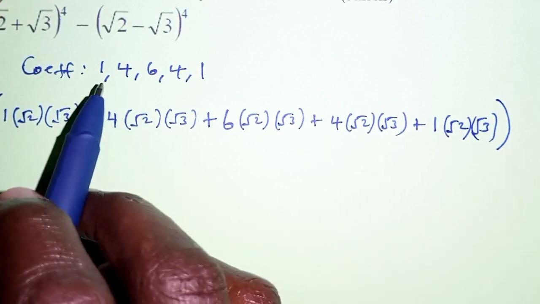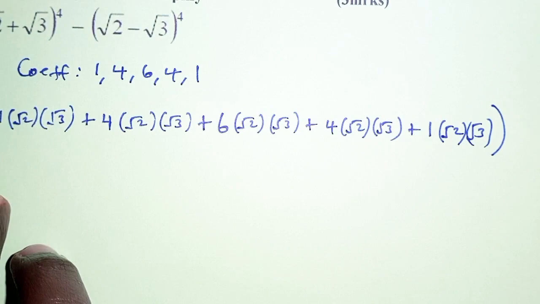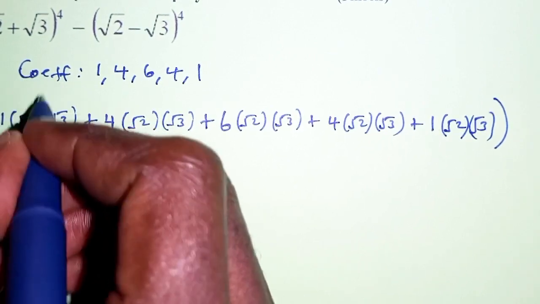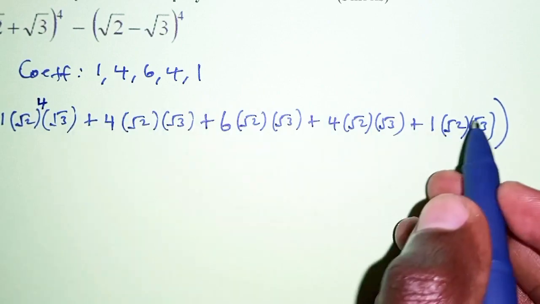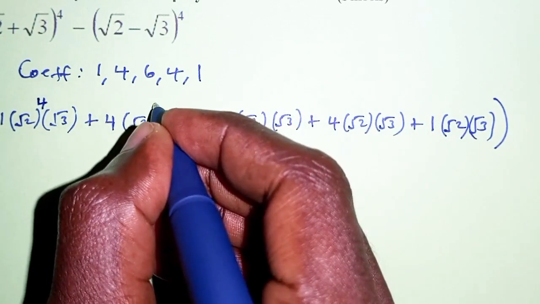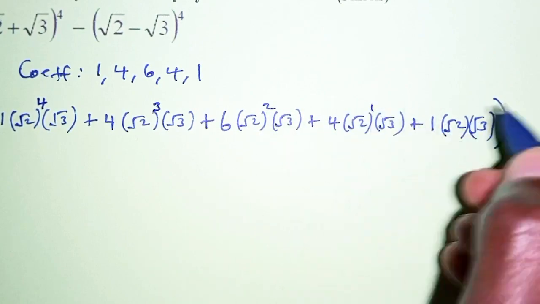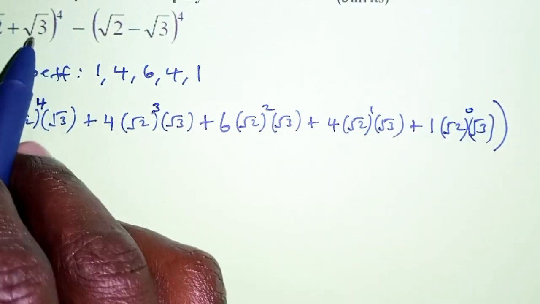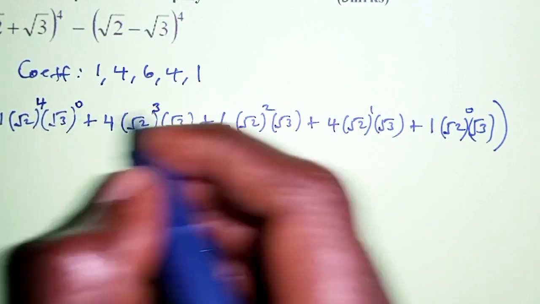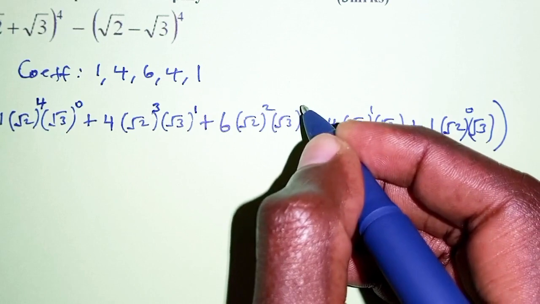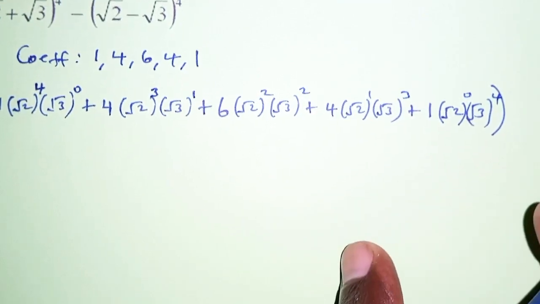So because it is to power 4, for the first term here, we'll have to raise it to 4, and then the power will decrease all through across up to the end. So here we have 3, 2, 1, and 0. And then for this second term, that is root 3, the power increases from 0, 1, 2, 3, and 4.